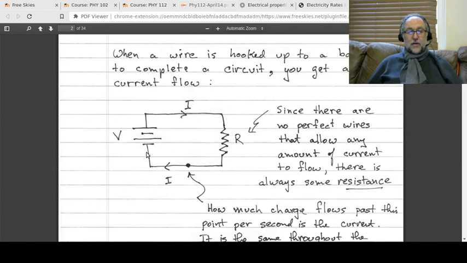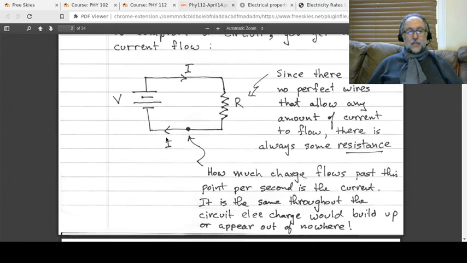And then it flows back here and to there. Now you pick a particular point in space, like say that point right there, and you ask, how much charge is flowing through that point per second? There's your I. Because this circuit doesn't have any branches, whatever I is through that point, it's the same I through all of it.